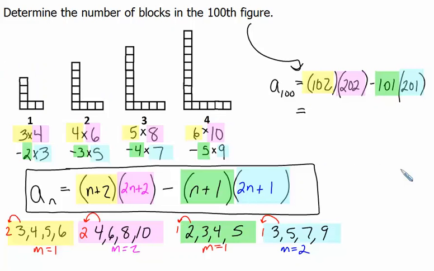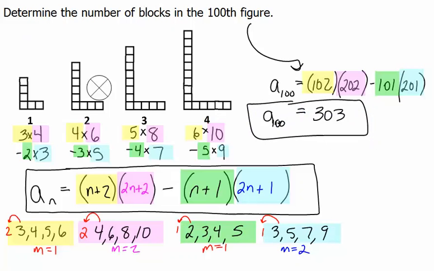So now if we calculate that out, I'm getting my calculator here, 102 times 202 minus 101 times 201, I'm getting 303. So our final answer to this problem is that the 100th figure would contain 303 of those unit squares. Let's make that look a little bit nicer. There we go. A 100 is equal to 303. That would be our final answer. Please make sure you show the a sub n along the way.